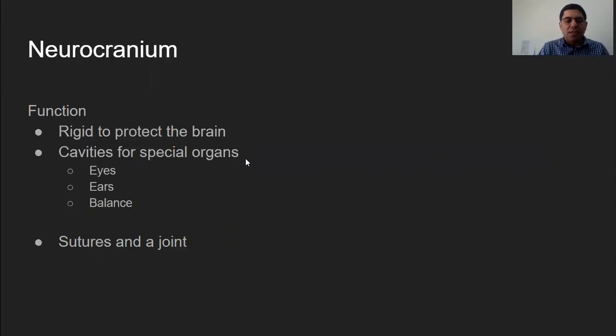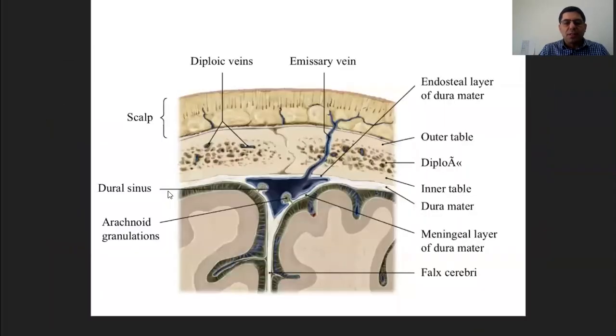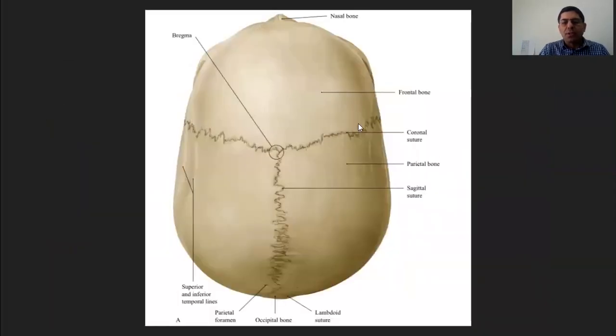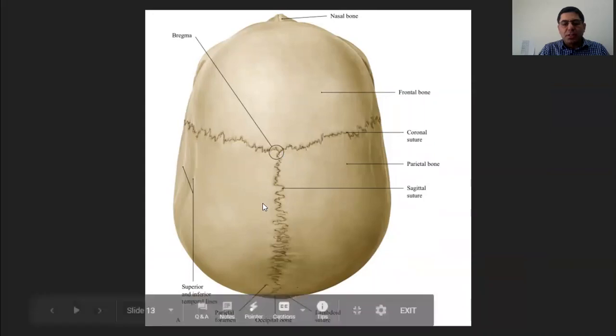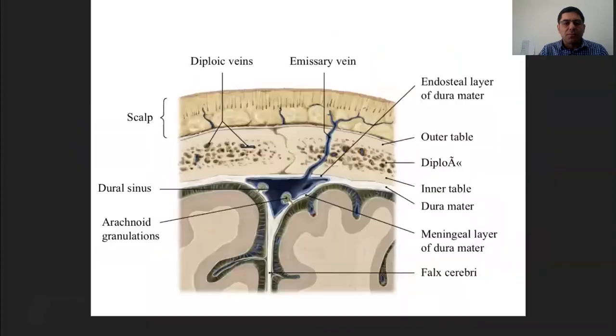And there are sutures and a joint. The joint is the temporomandibular joint. And then the sutures, as we said, there are a number of sutures, which are the coronal, the sagittal, and the lambdoid. They close when we become adults, and while we're growing, during the growth period, they don't close. The whole idea is for the brain to expand and grow with age.